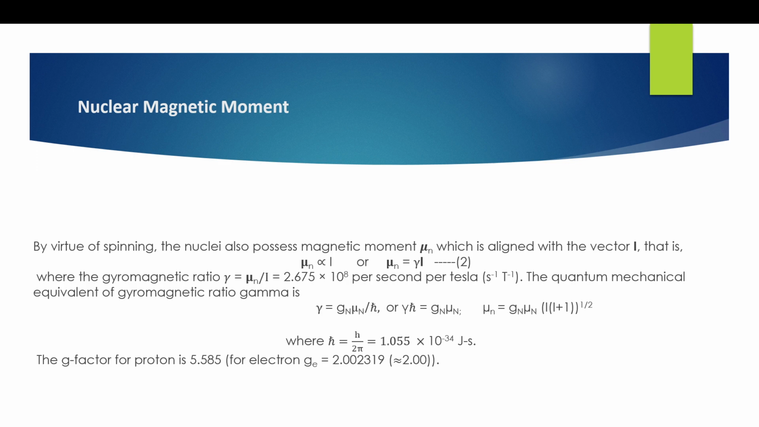The quantum mechanical equivalent of gyromagnetic ratio, gamma, is gN mu N upon h cross, or we can say gamma h cross equal to gN mu N, where mu N is gN mu N under root I into I plus 1. You see, mu with capital N is a unit, natural unit. The g factor for proton is 5.585.